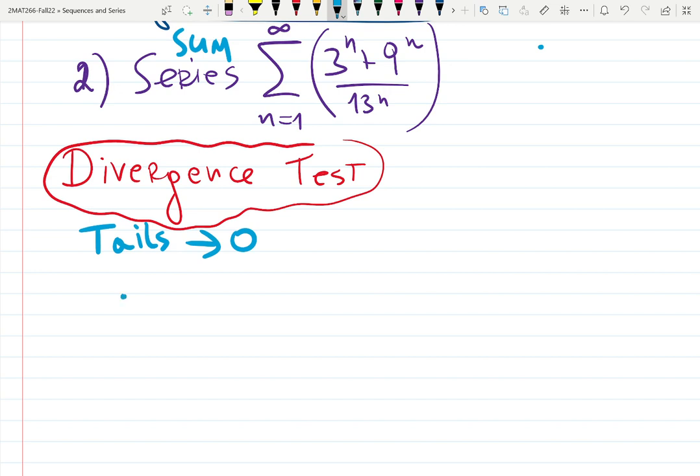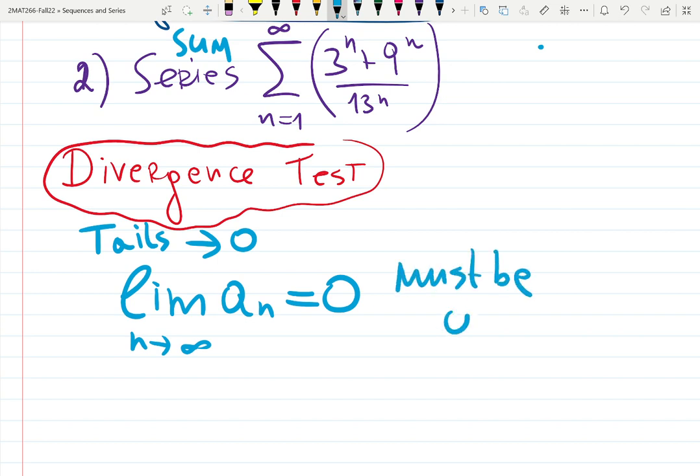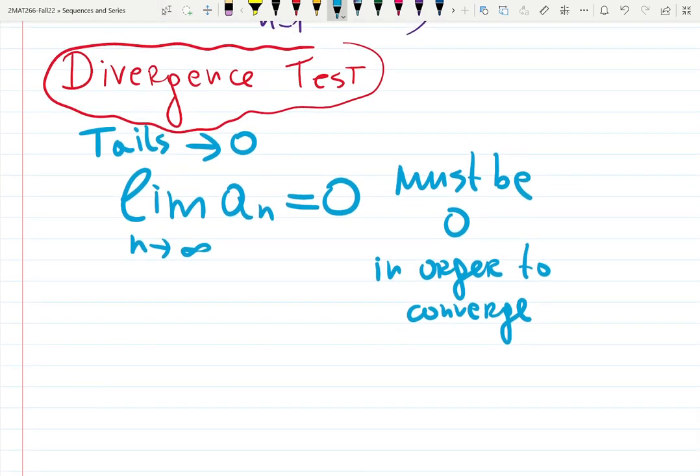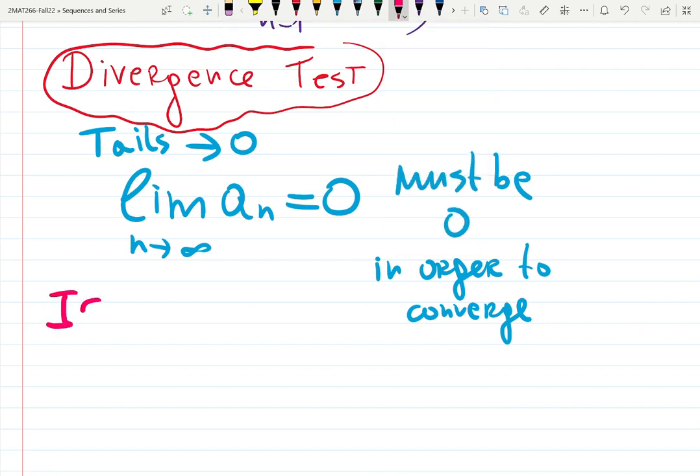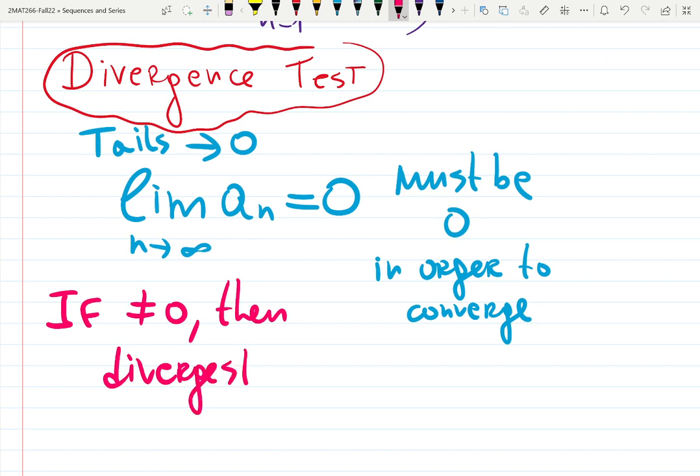But the official terminology is you find the limit of those a_n, just like we did, and it must be 0 in order to converge. It still might diverge, but at least it must be 0. It's a requirement. If, and that's the most important part, if this limit is not 0, then it diverges right away. And that's why it's called a divergence test.